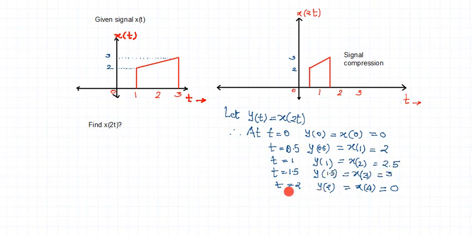Let me talk about the next time period now. y is 2, t is 2. So when I take y of 2, 2 into 2, x of 4. What is the value of x of 4? x of 4 is 0. There is nothing here, so the signal is 0.